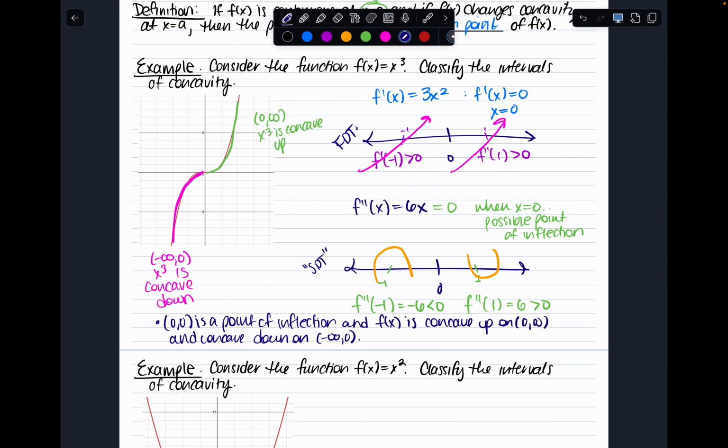I'm only picking this example to show you that this is what concave down looks like, and this is what concave up looks like. Concave up is that curviness kind of oriented upward. Concave down is that curviness kind of oriented downward.